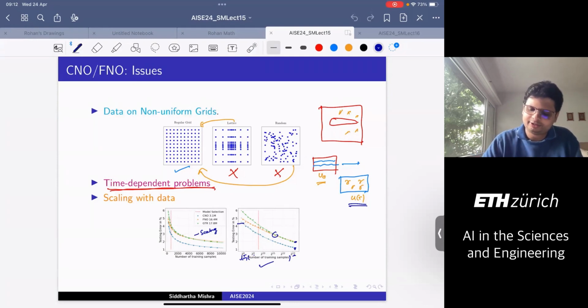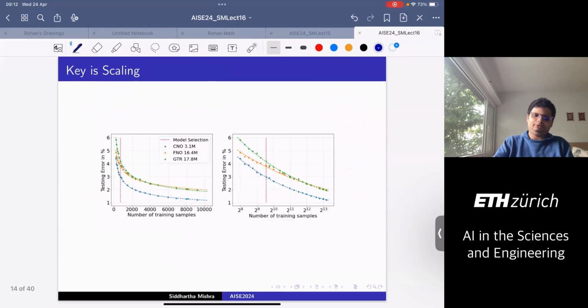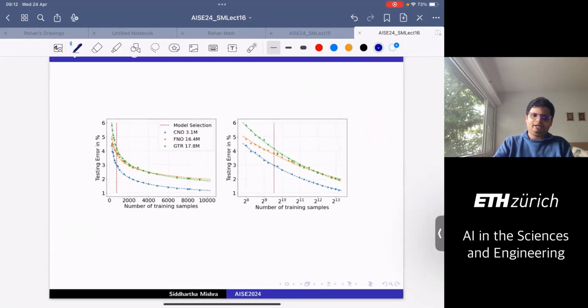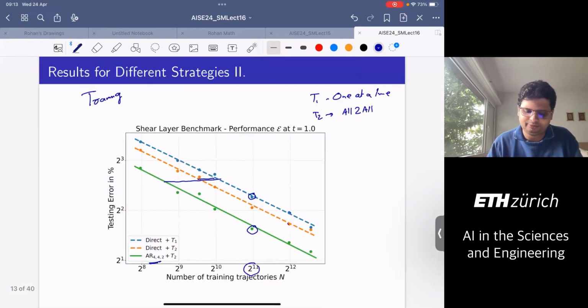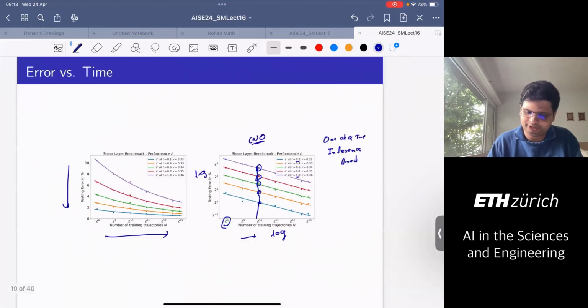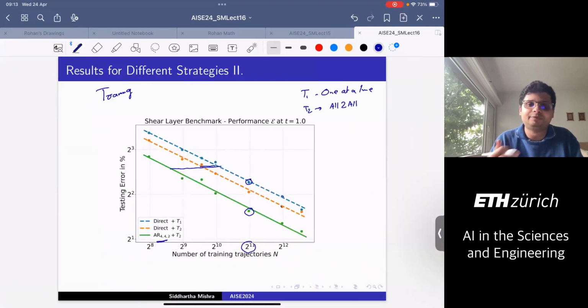In some sense, what I presented here are different ways in which we are able to add data to scale better with data. But this is still the key issue: the key is going to be the scaling. And we know that whether we take the time-dependent version or not, we have very consistent scaling rules. This was again the shear layer, but without the time-dependent version, just end time prediction. And you saw that there were different rates. Here also you saw different rates. So the question that comes in automatically is, can we improve the rates?